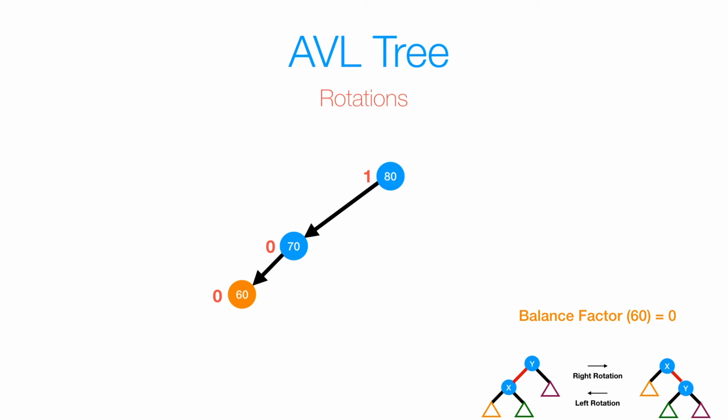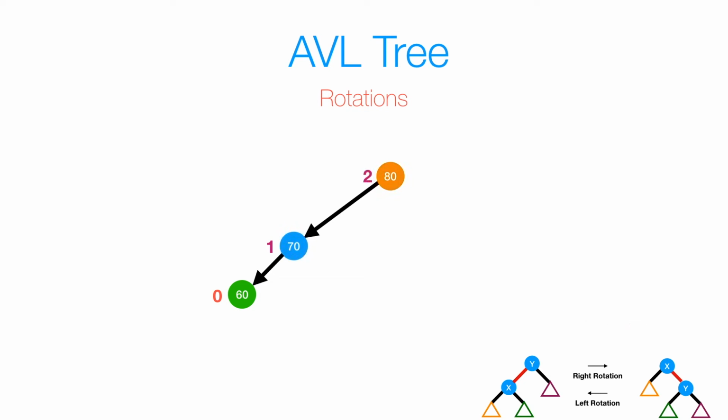So let's go through it. 60 we know has a balance factor of 0, so it's valid. So we move up to 70 and fix its height. Its height is 1, and its balance factor is going to be 1 as well, because its left height is 0 and its right height is -1. 0 minus -1 is +1. And +1 is a valid balance factor. So this is completely fine.